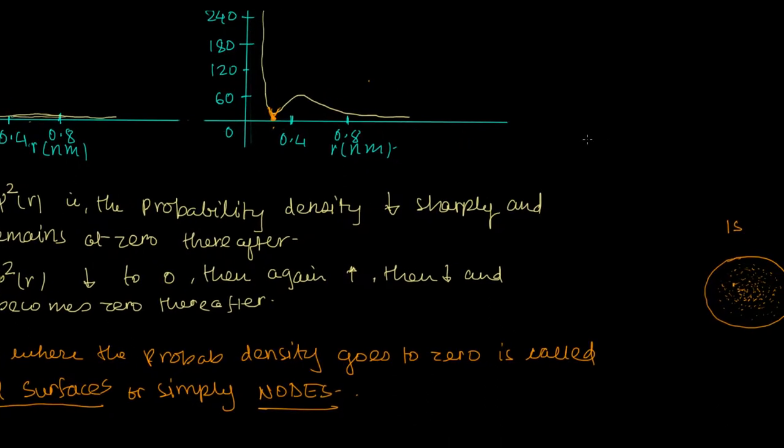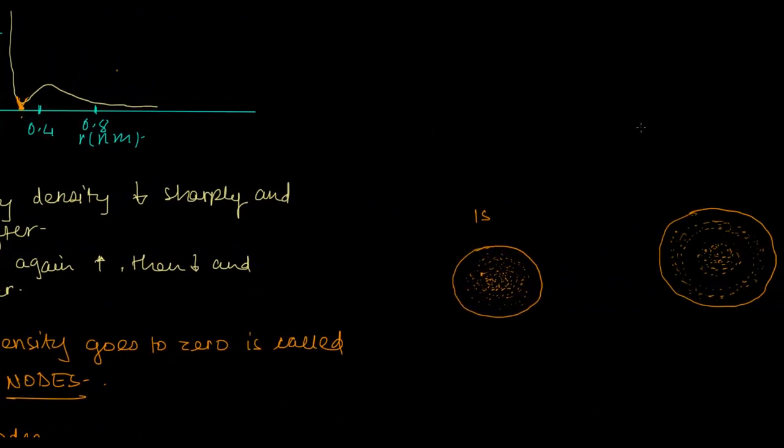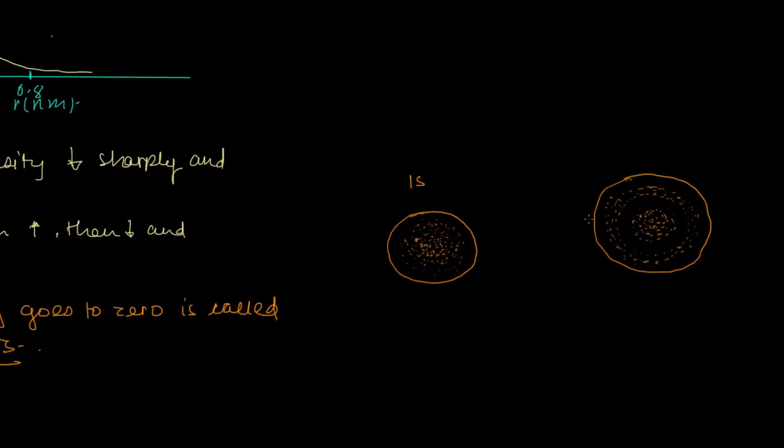So you'll not find any electron in this region. But the electron will have a probability of being here, will have a probability of being here, but no probability of being here. You understand? So it might hop there, but won't be found in this region at any point of time.